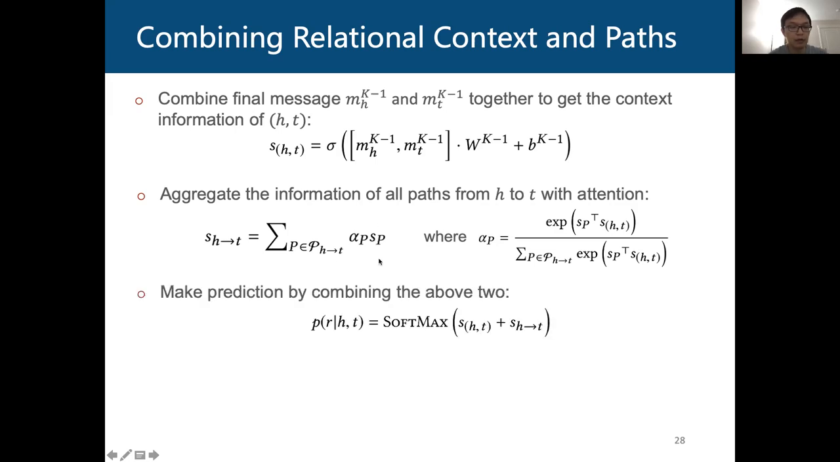So given the relational context representation and relational path representation, we can predict relations by first adding these two representations together and then taking a softmax function. And our model can be trained by minimizing the loss between the predictions and the ground truths over all the training triples.